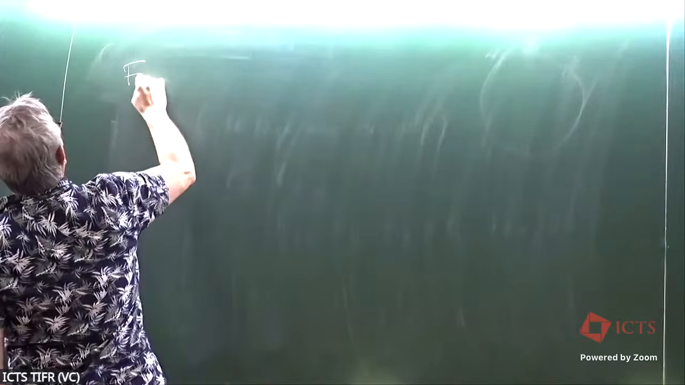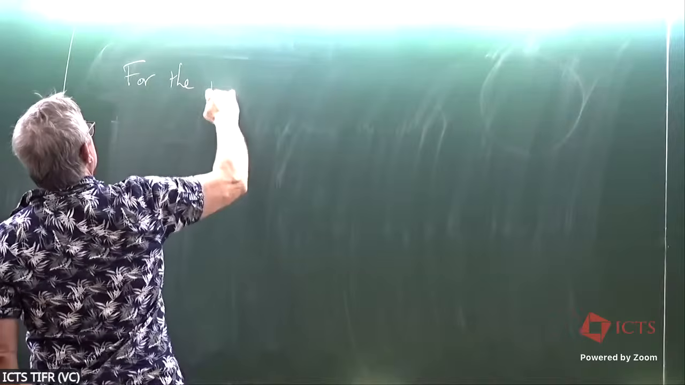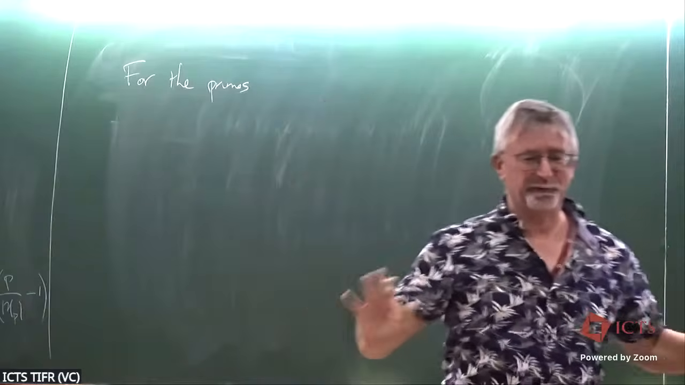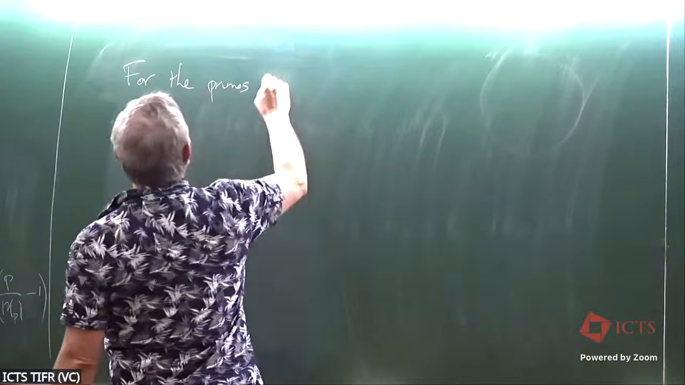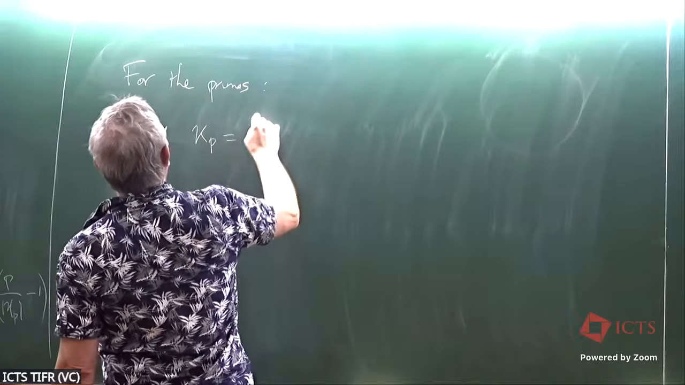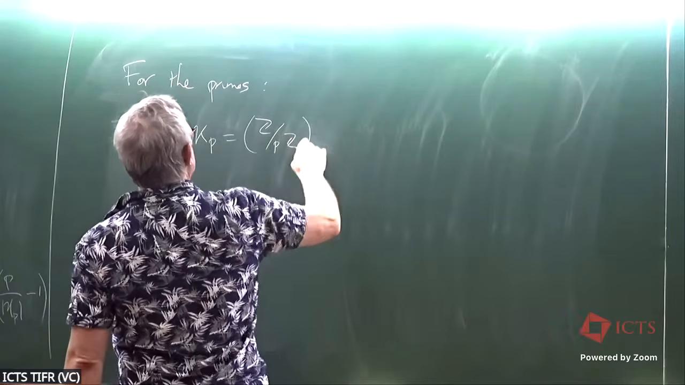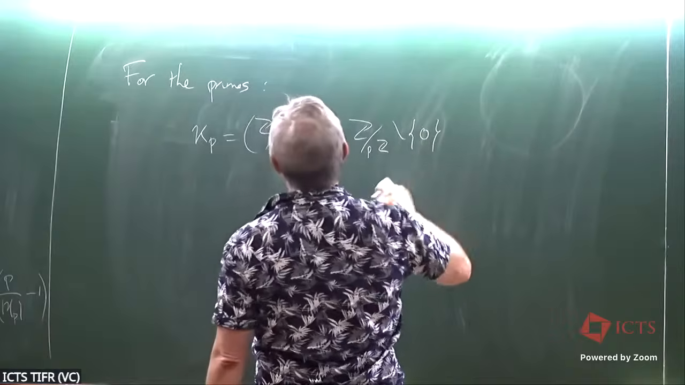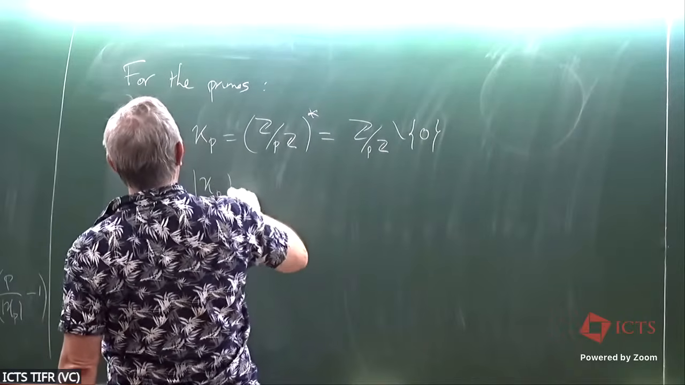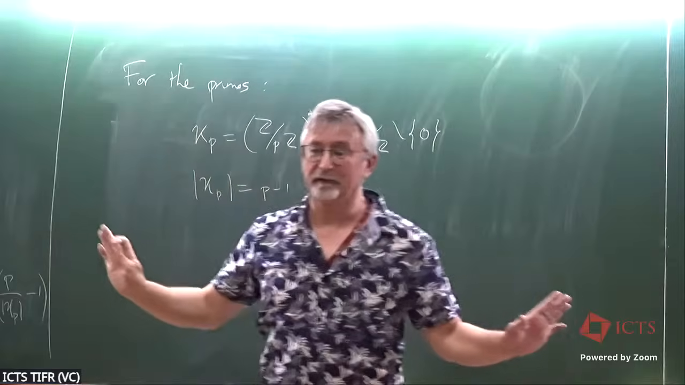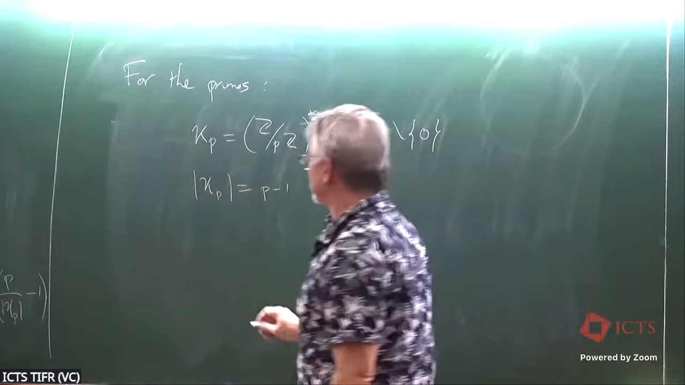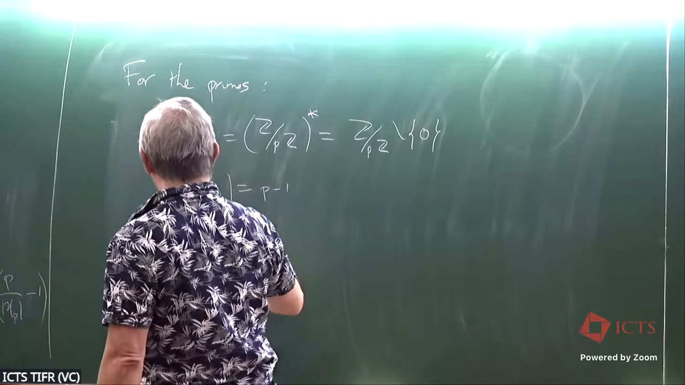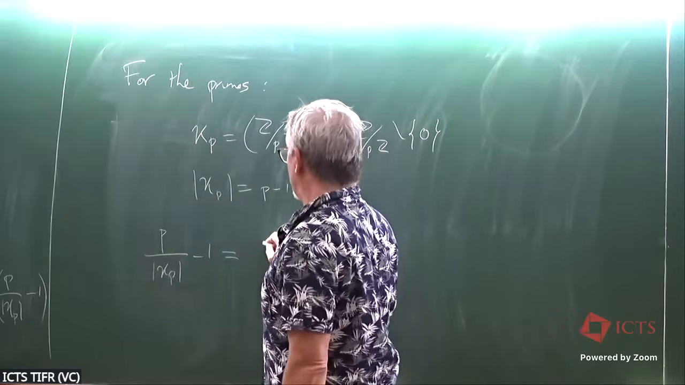Okay, for the primes, I want to have a look at the Brun-Titchmarsh inequality. Really, that's my friend. For the primes, K_p equals (Z/pZ)*, which is simply Z/pZ minus the set {0}. And the cardinality of K_p is equal to p minus 1. Not anything too difficult. So p upon |K_p| minus 1 is equal to 1 upon p minus 1.